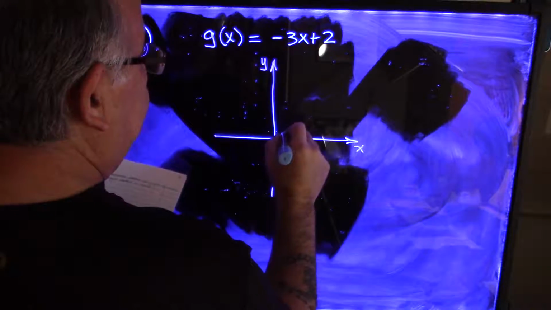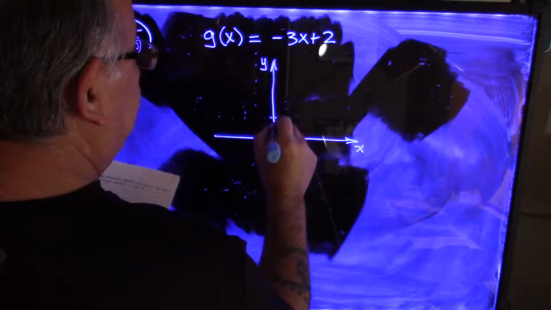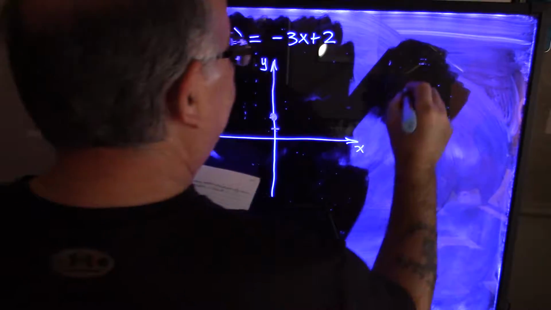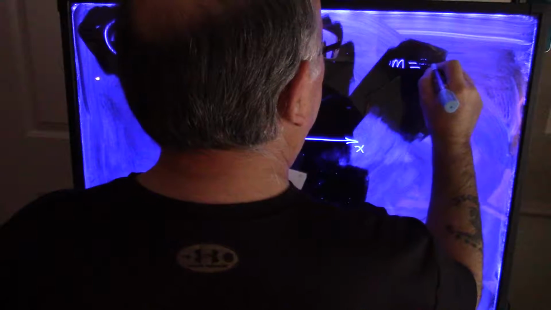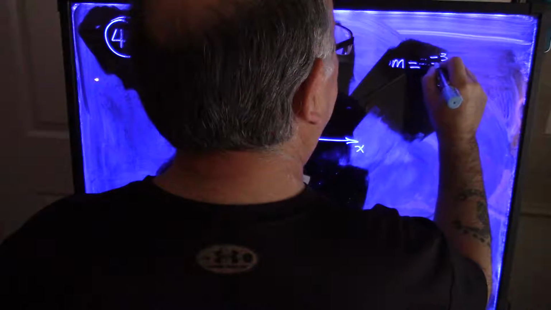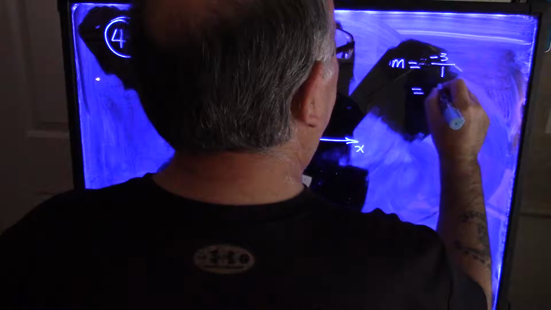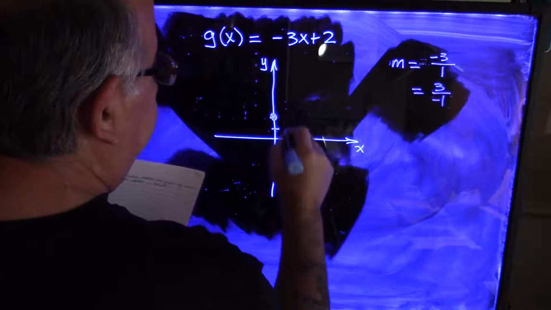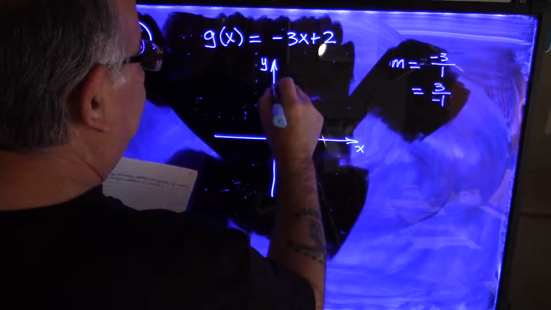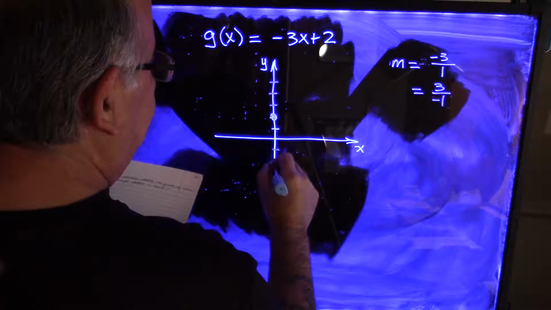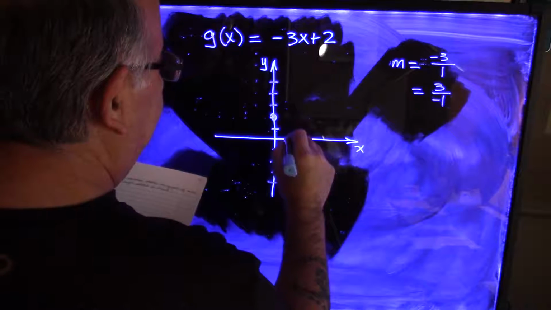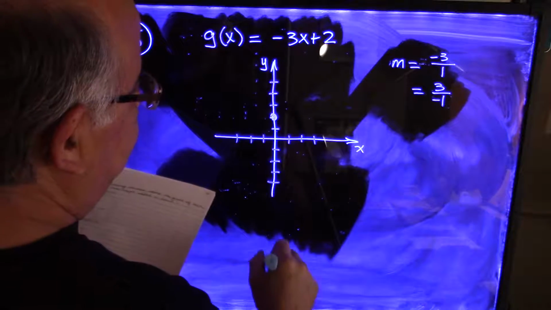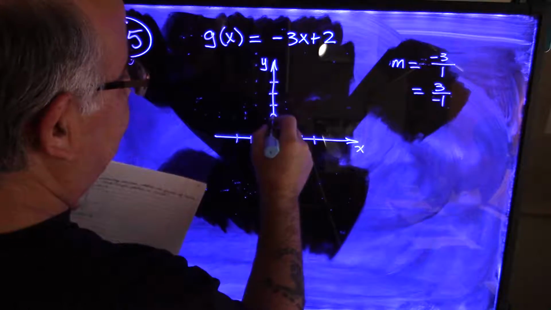So let's see, we've got a y-intercept at 2, 1, 2, right there. Plot that point. Slope of -3 can be written as -3 over +1, or +3 over -1. Either one is going to work pretty well for this graph, because I've got room going either way. Well, it's a little bit less going up.